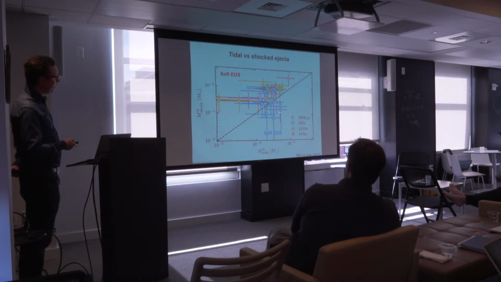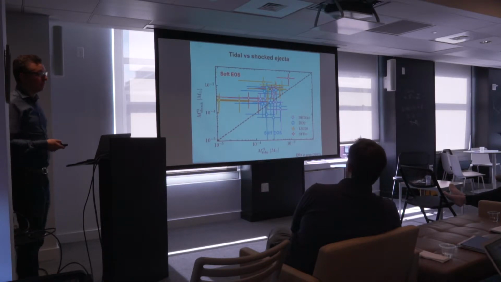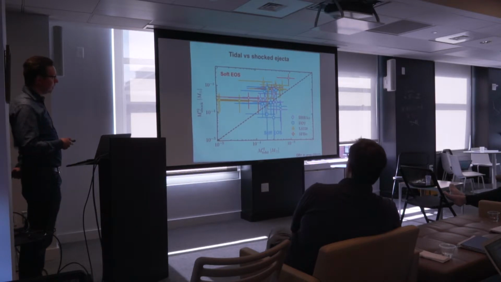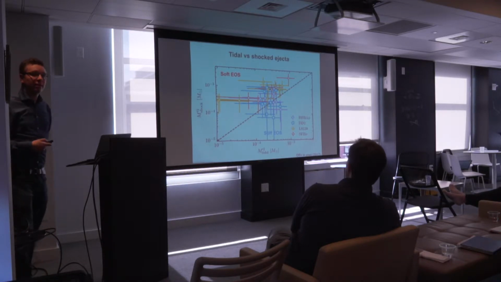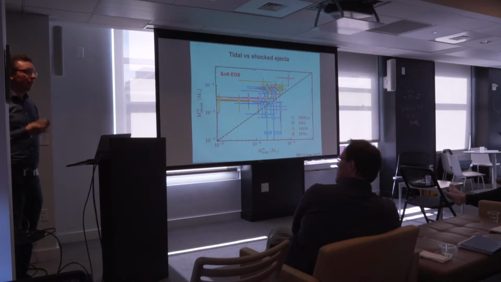So even if you have a very stiff equation of state, it's difficult to make more than a fraction of 10 to the minus 3 solar masses in my simulations. I wouldn't take this number to be correct to better than a factor of 5. So you can imagine this spans. How do you separate the shock? So in this case, I just take a cut in the entropy of the ejecta.